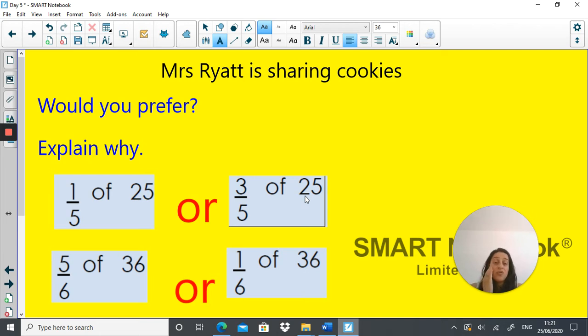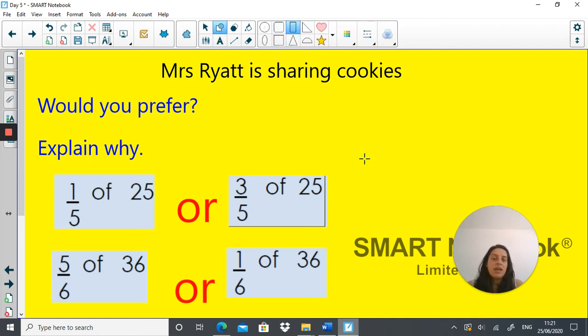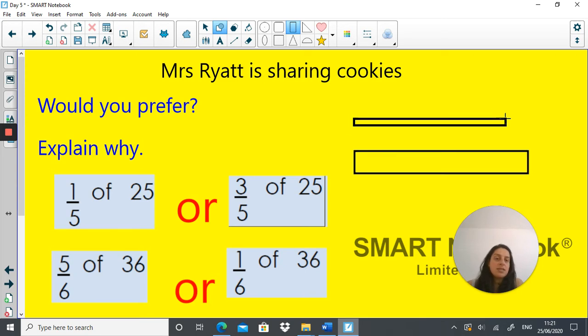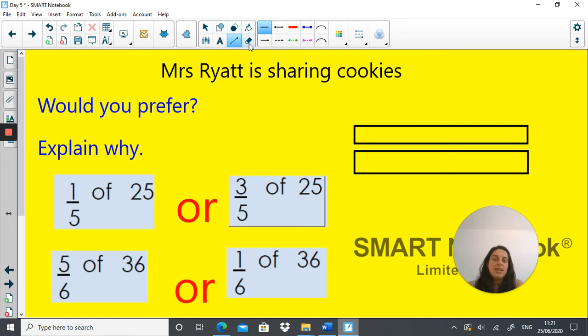Think about the diagrams you can draw to represent that. So you could perhaps draw a rectangle, two rectangles like this. So the whole rectangle represents 25 cookies. We divide them into, now these are very rough, not exactly 5 equal parts. 5 equal parts. 1, 2, 3. That's 5 equal parts.